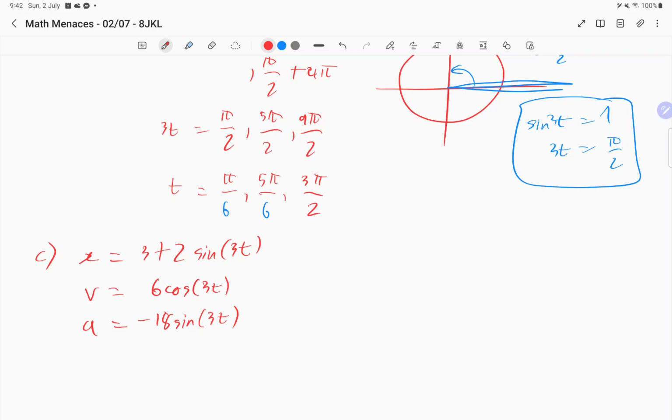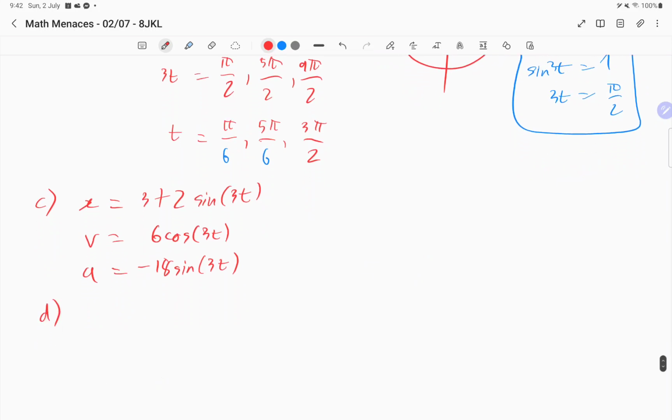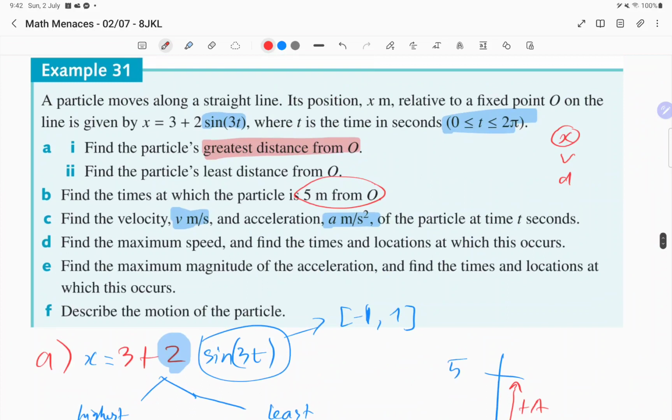D. Find the maximum speed and the times and location at which this occurs. So that will be question D here. Maximum speed. Blake, what are we doing here?